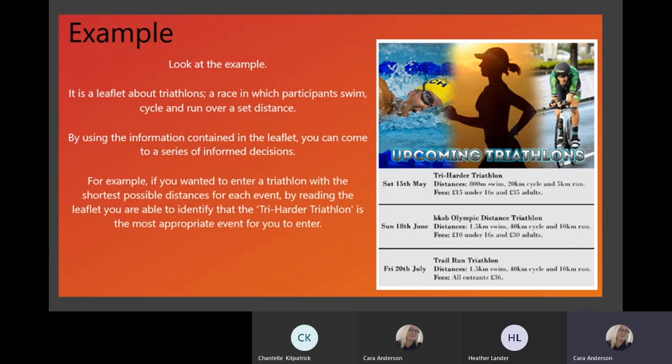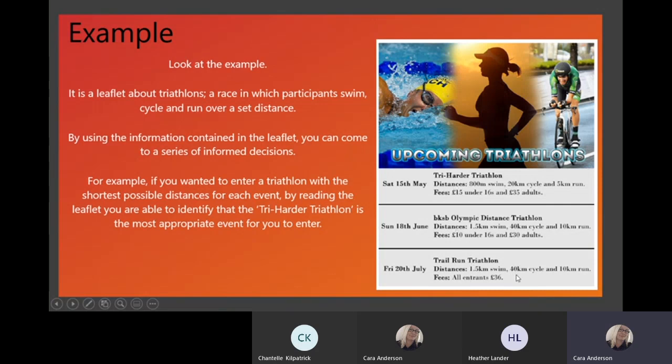Okay, so for example, if you wanted to enter a triathlon with the shortest possible distances for each event, by reading the leaflet, you're able to identify that the Try Harder triathlon is the most appropriate event for you to enter. So that's clearly the one with the shortest distance. Okay, and that is obviously the first bit of information. You've got the titles of what they're called, you've got the dates that they're running, and then the first bit of information is the distance.